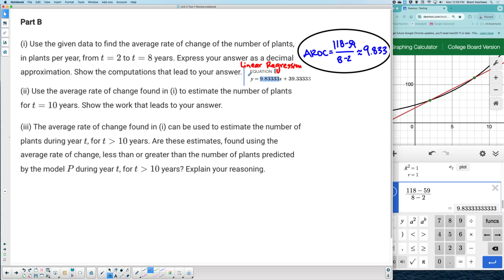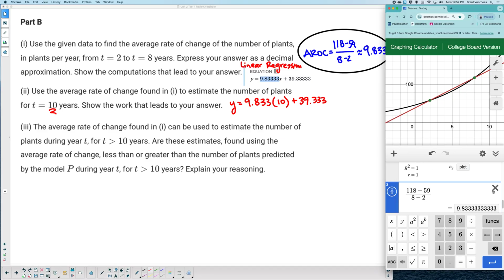Well, we know what the equation is. This is the equation right there. Now, if that's my AROC, how could I show my work to get my answer? Where would I plug this 10 in? Is that an X or a Y? The X. So really, the work I would need to show is Y would equal 9.833, I'm going to round here, times 10 plus 39.333. I'm rounding off. Now over here, you don't actually have to type all that in. You could just simply type in X equals 10.